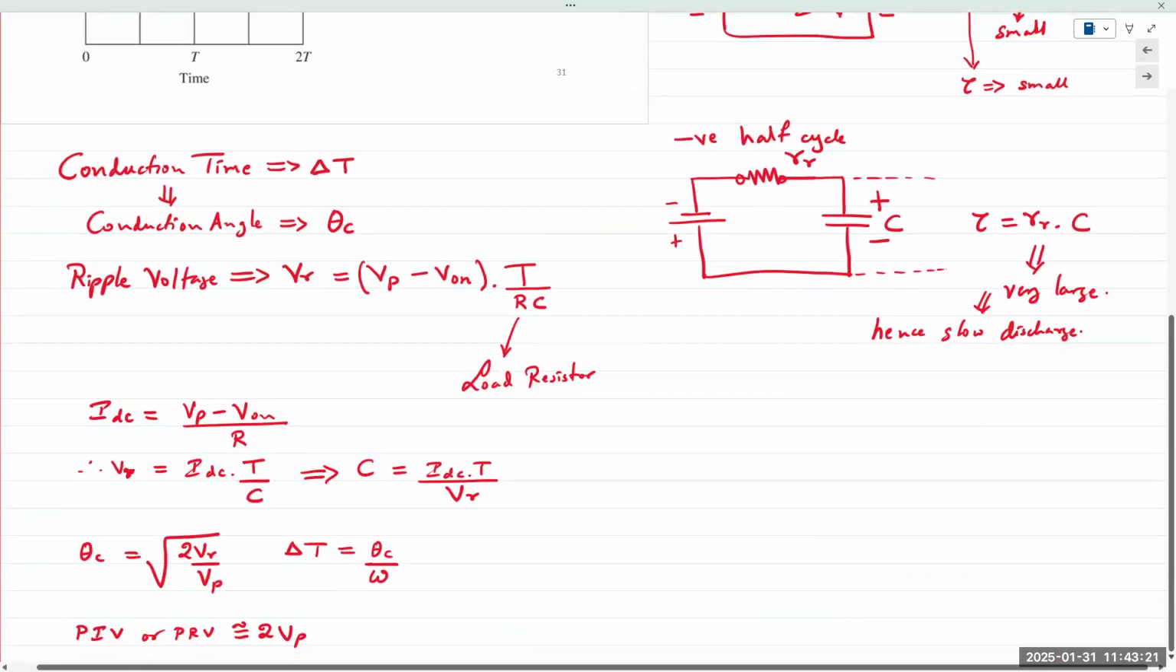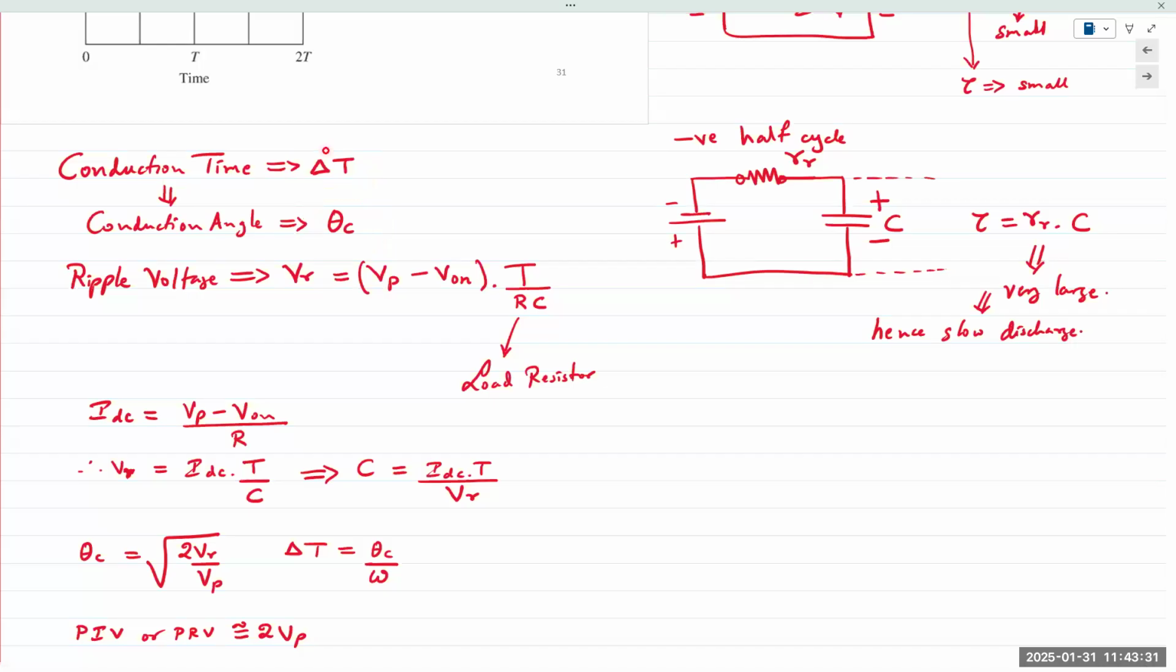So there are a couple of quantities that you look at, basically the conduction time and the conduction angle for the rectifier. The equation for the ripple voltage is given here. V peak is basically the output peak voltage minus the voltage required to turn on the diode. If it's an ideal diode, it's 0; for a constant voltage drop, 0.6 volts.